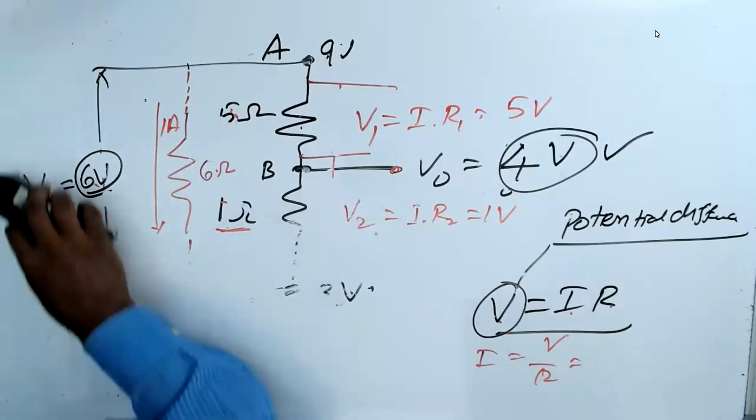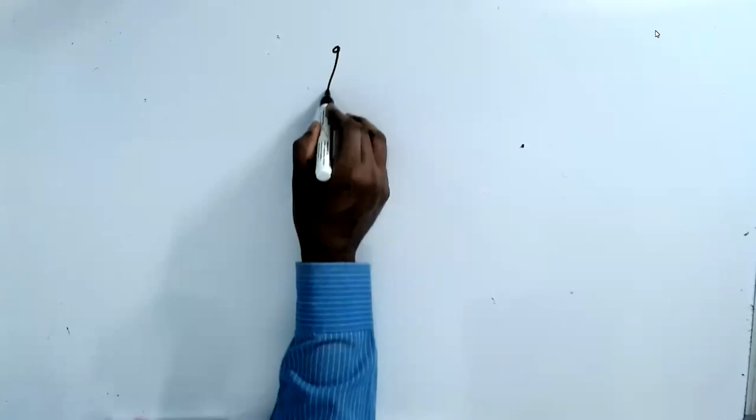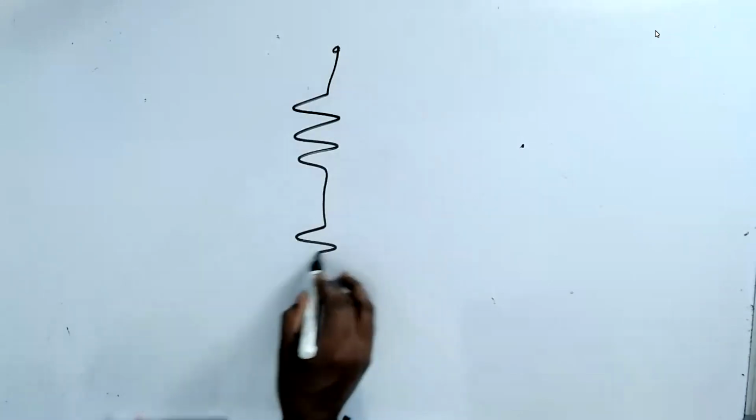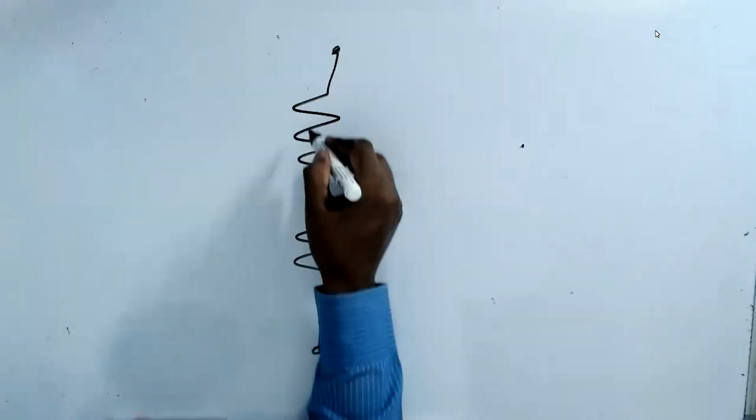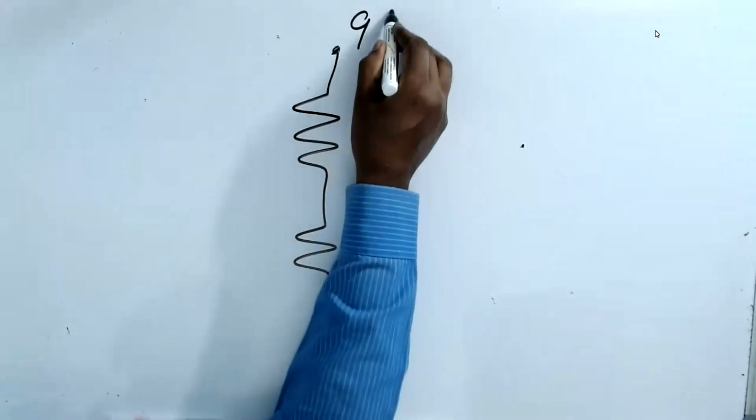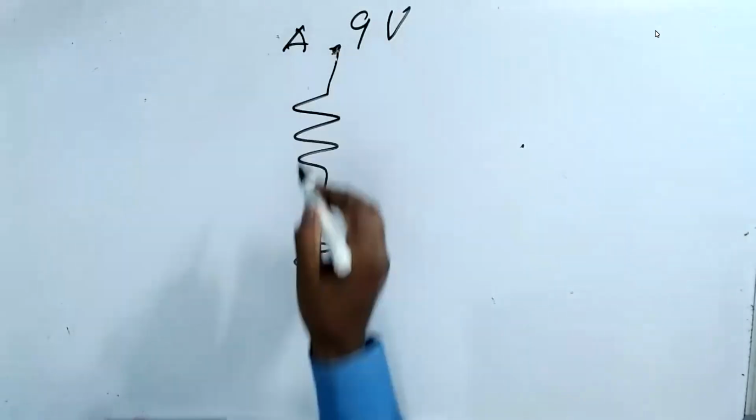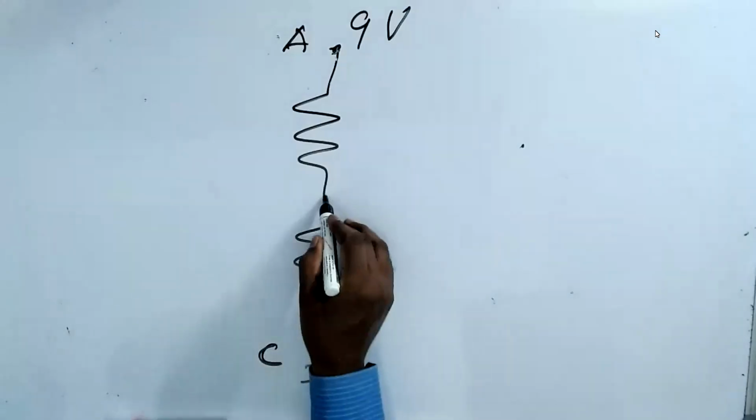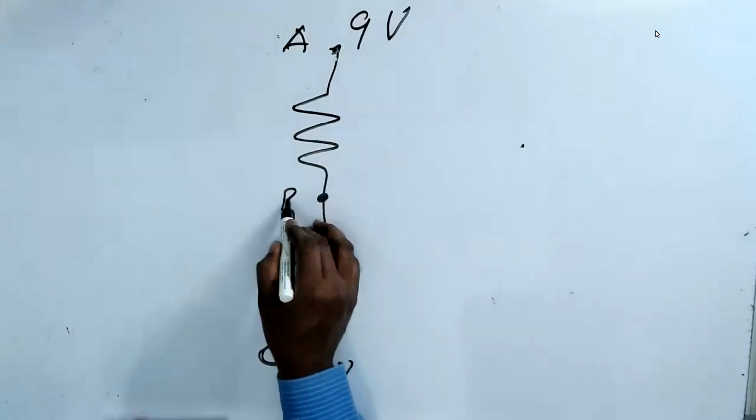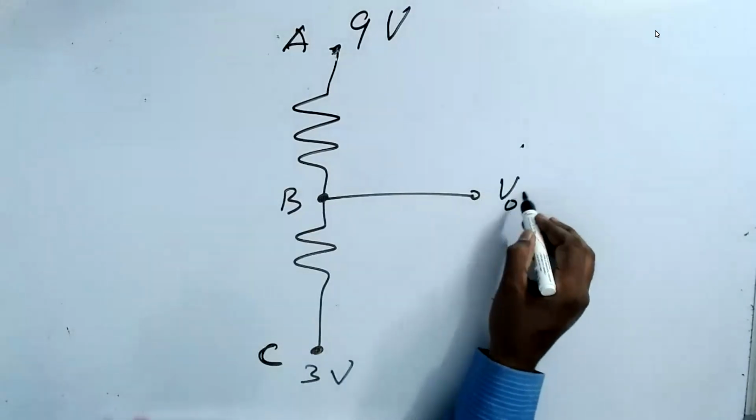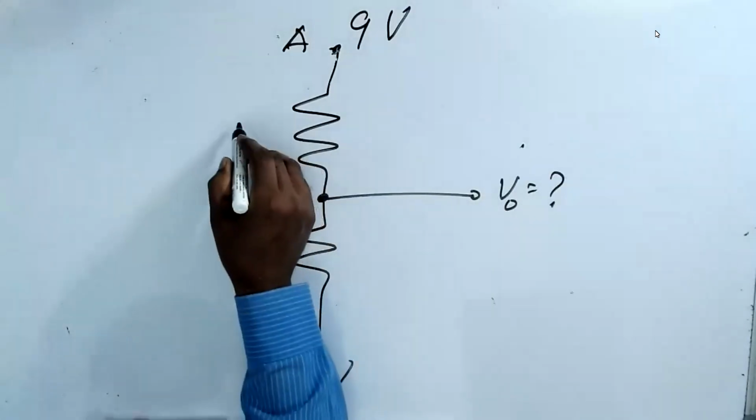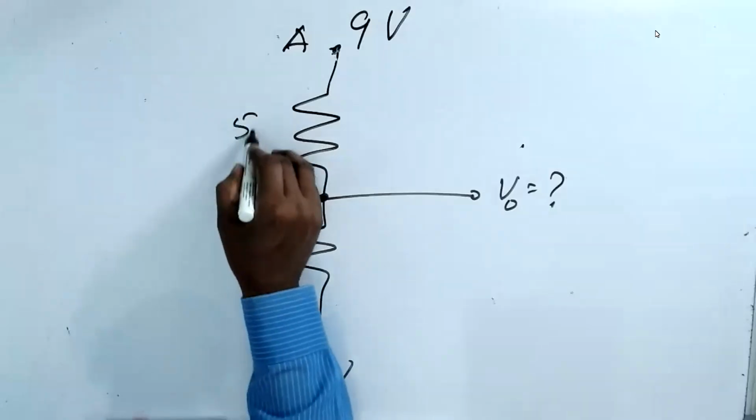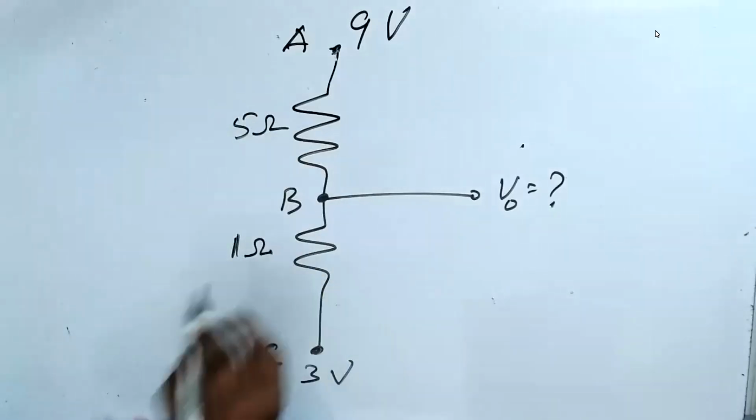Now I'll draw the circuit and solve the problem one by one. You tell me which step you don't understand. I have 2 resistors connected in series. The top point is 9 volt, point A. Point C is 3 volts. Point B, I'm asking what is the voltage. This one is 5 ohm, and this one is 1 ohm.